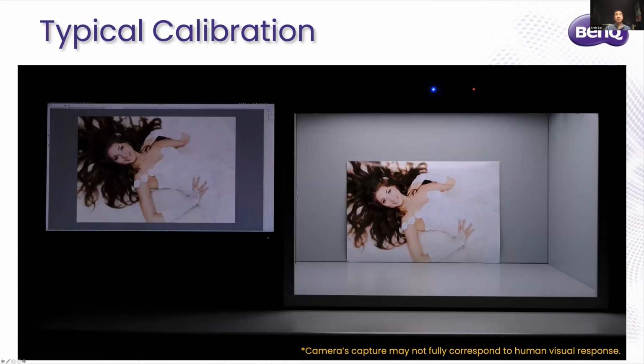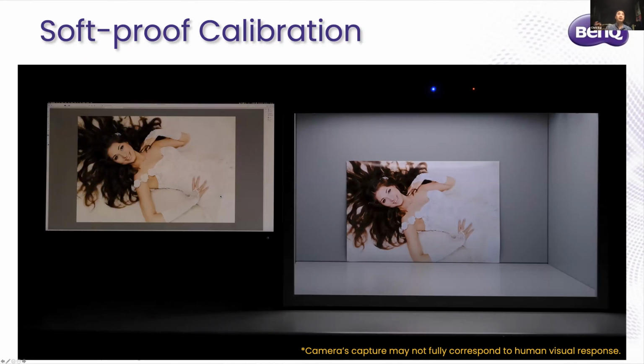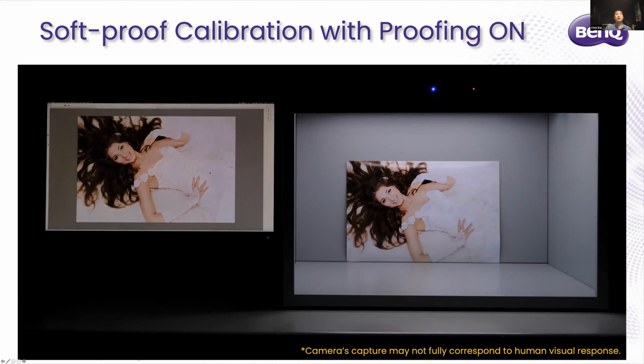So here's another example. This image looks darker. And here's when we do the soft proof calibration. This is still warmer, but here it looks a little bit more similar.